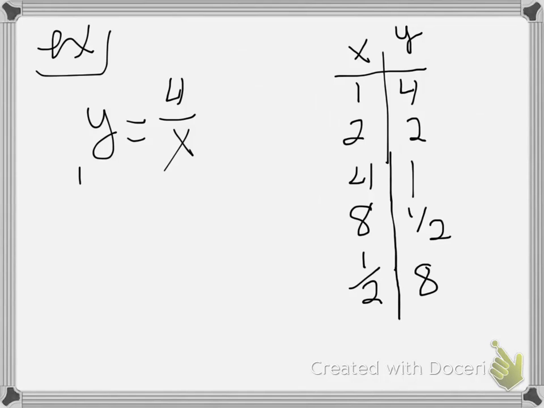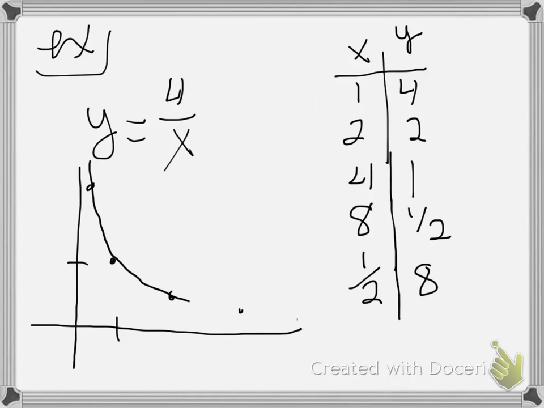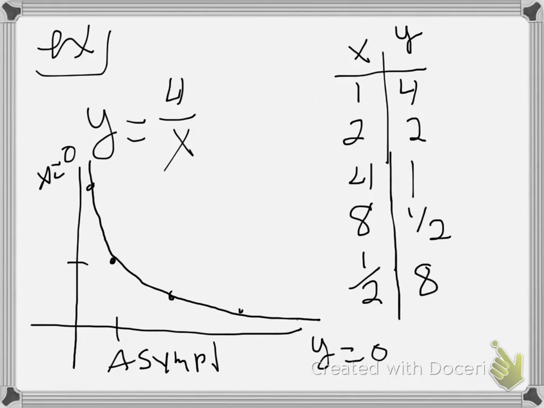So if we were going to go ahead and graph this, what we would get is a function that looks kind of like this. And it would come down. And the lines y equals 0 and x equals 0 would be asymptotes.